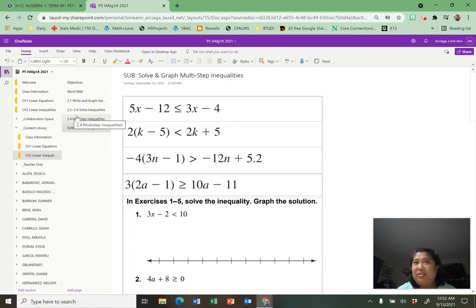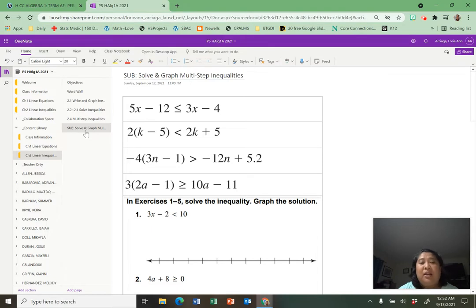Stay at your seat, stay at your assigned seat. I sent a copy of the seat chart to the sub, so make sure that you are in your assigned seat for safety and health precautionary measures.